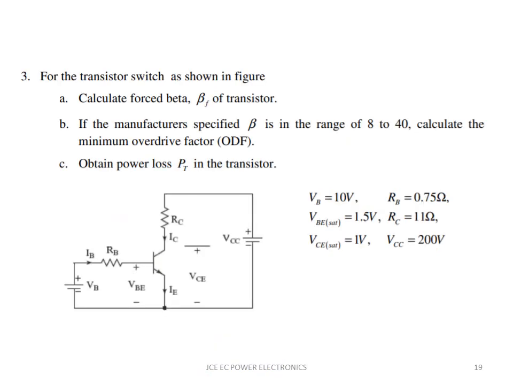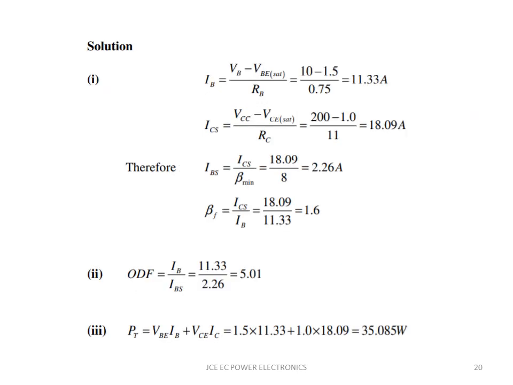Okay. The first one is to calculate the forced beta. So forced beta is basically, first write down the known formula, ICS upon IB. Now IB is 11.33, which can be got with (VB minus VBE sat) upon RB, and we know VB and VBE sat, so I can get IB. ICS I can get using (VCC minus VCE sat) by RC. All parameters are known. I'll get this answer 18.09.